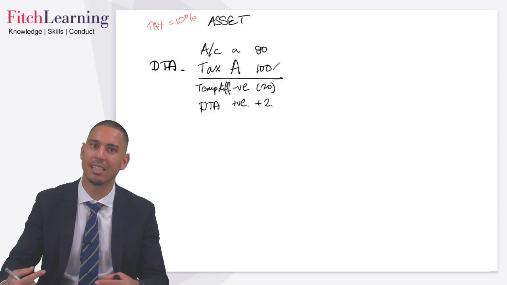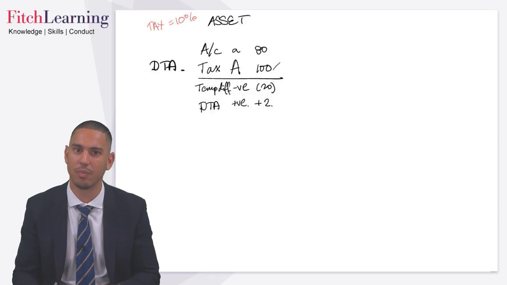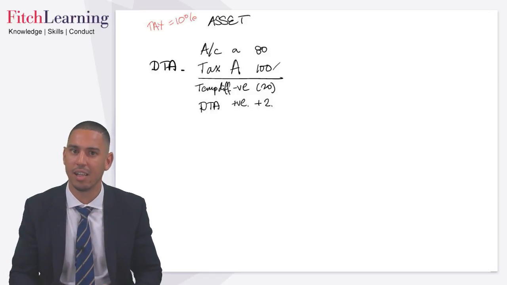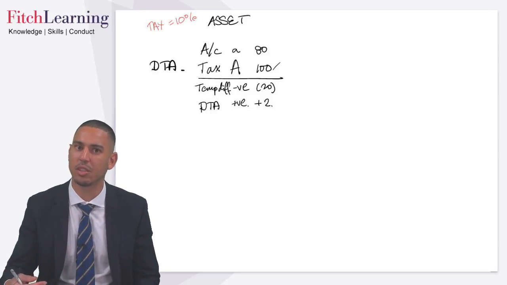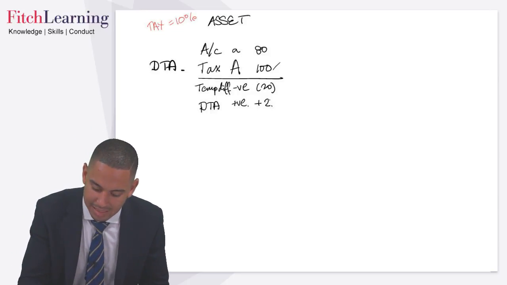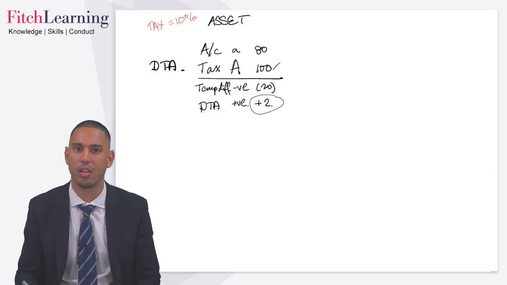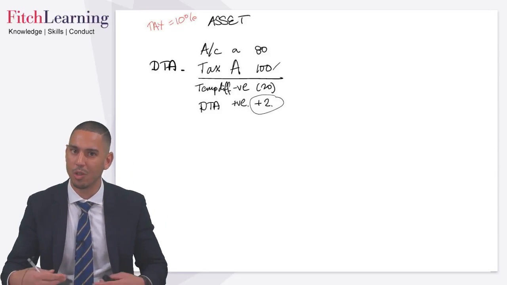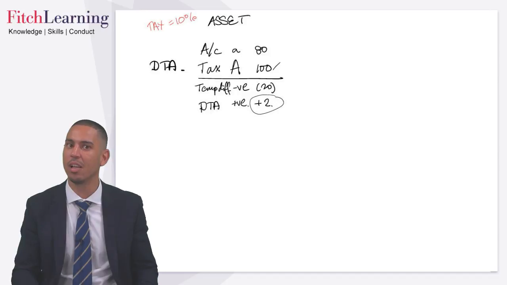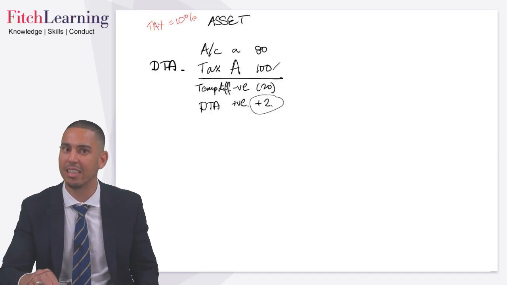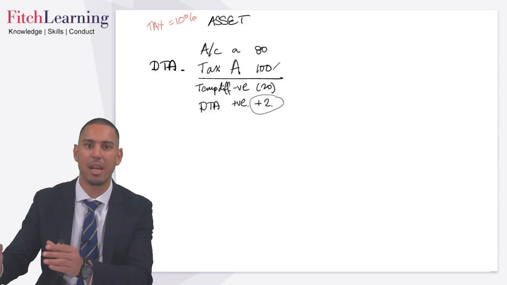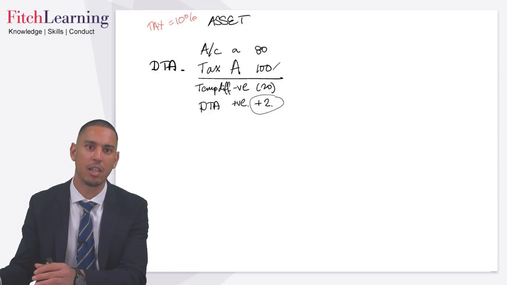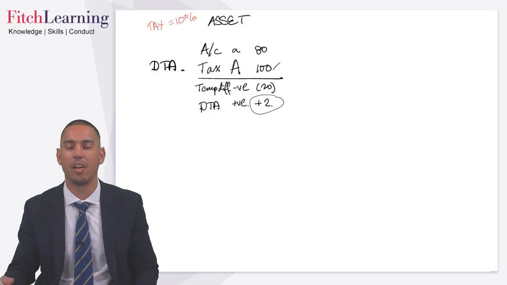You've just sold an asset we think is worth $100 for $80. That is a loss of $20 on disposal. And that loss of $20 on disposal, you get a tax benefit of +2. But I'm not going to take that tax benefit now, because I'm not selling this laptop for $80 today. I'm going to defer that tax benefit to the future. And that is your deferred tax asset.